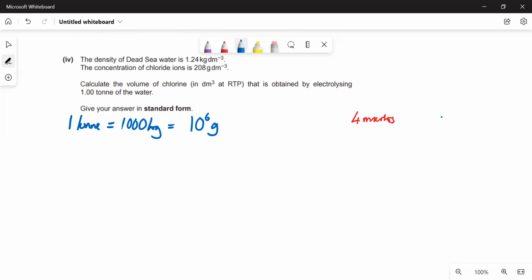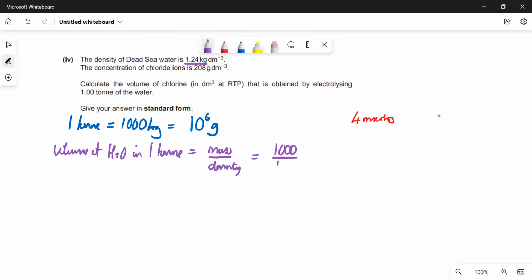Now we need to work out the volume of the water, first of all. The volume of H2O in 1 ton is equal to the mass divided by the density. These are all in kilograms, so I'm going to leave it in kilograms. The density is in kilograms per dm cubed. So the mass of 1 ton is 1,000 kilograms, and the density is 1.24 kilograms per dm cubed. That gives us 806.45 dm cubed of water.